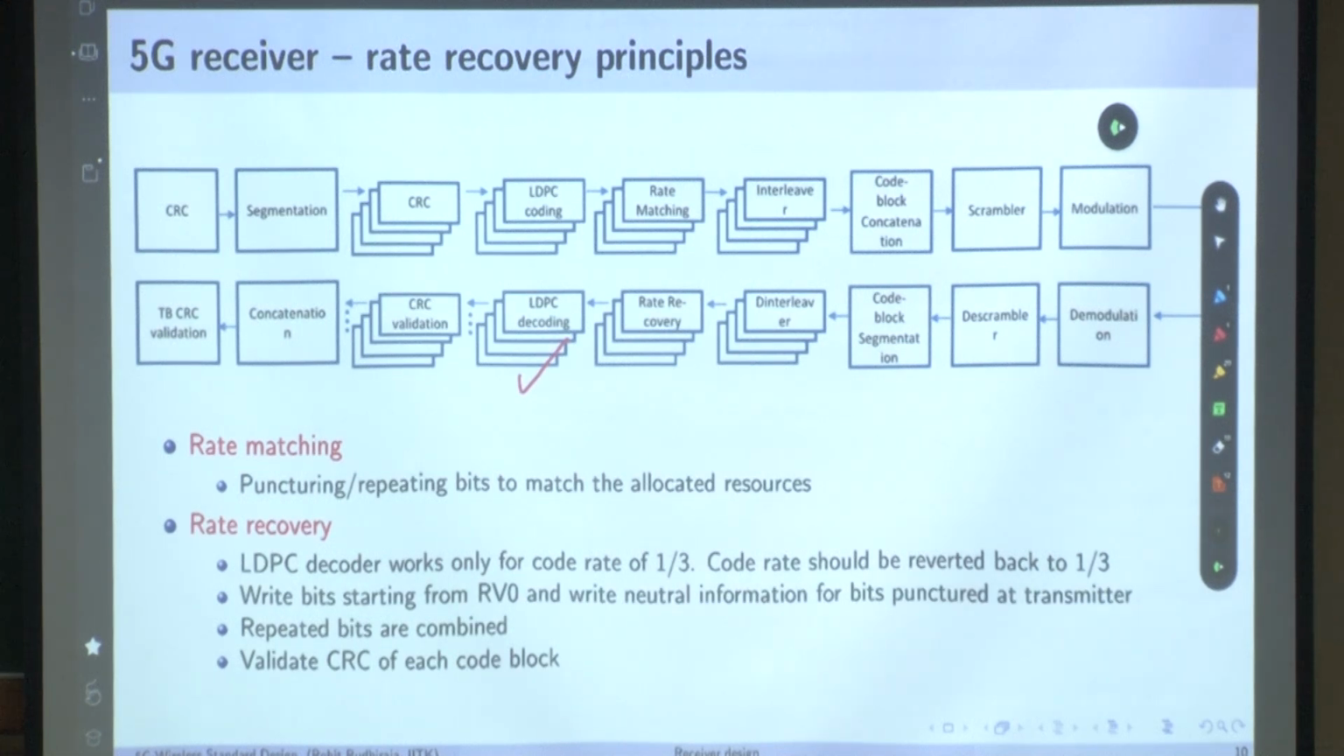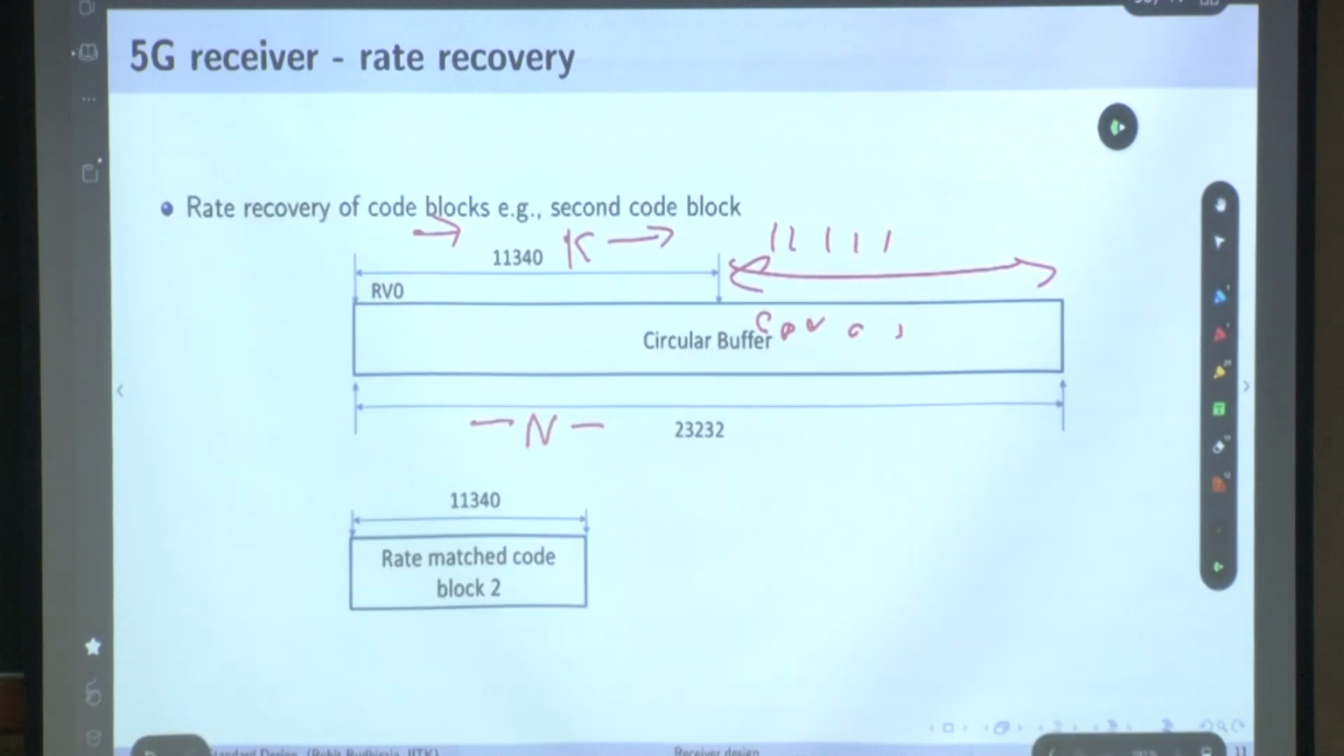So that is what I said. Write neutral bits for bits punctured at the transmitter. That is case number 1. What happens for case number 2? When you repeated certain bits also, right?